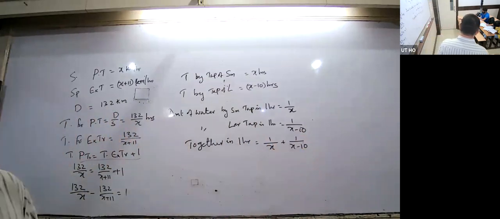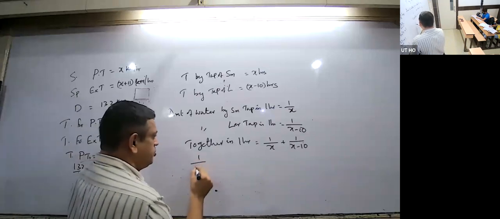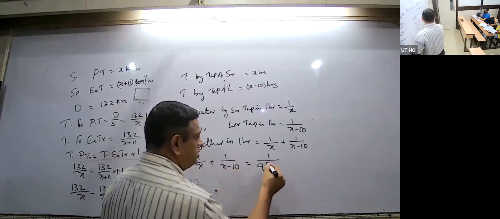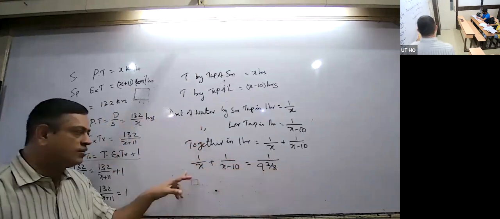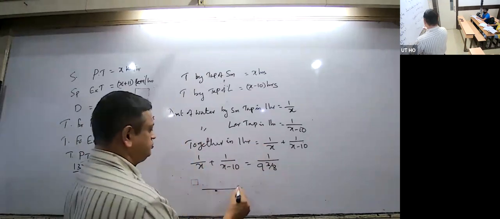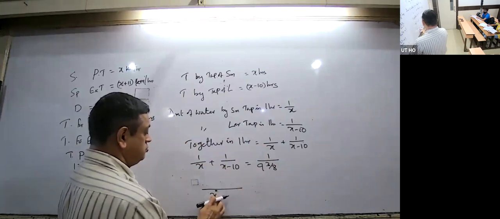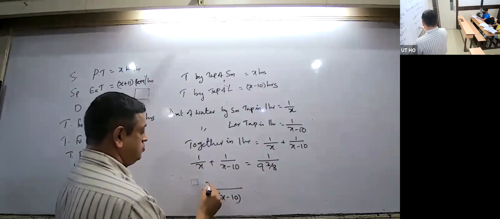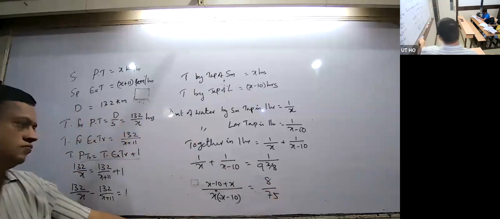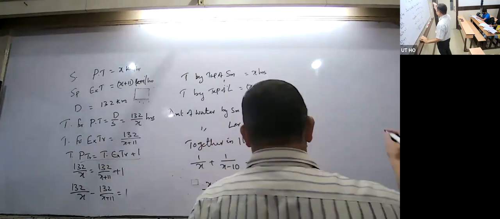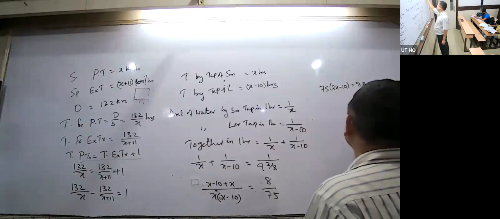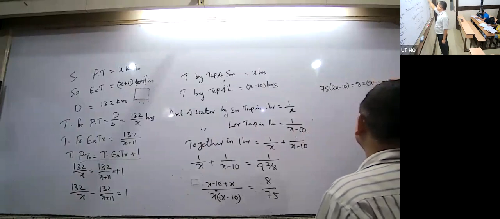What was the total time taken? 9 3 by 8. That means 1 upon x plus 1 upon x minus 10 is the water filled in 1 hour, which is the same as 1 upon 9 3 by 8, that is, 1 upon the total time. Now change it. Are you followed? Eight upon 75 into 2x minus 10 is equal to 8x into x minus 10.